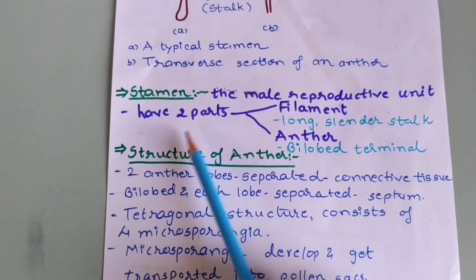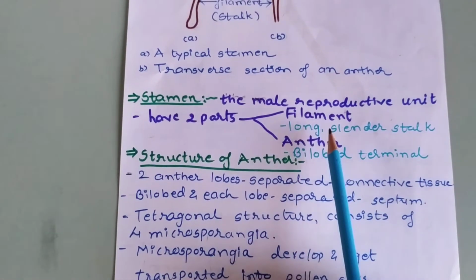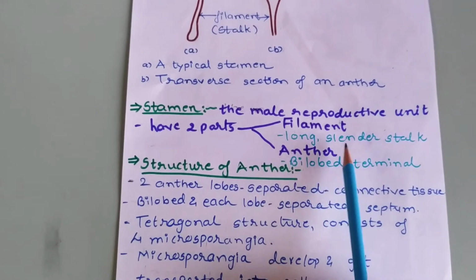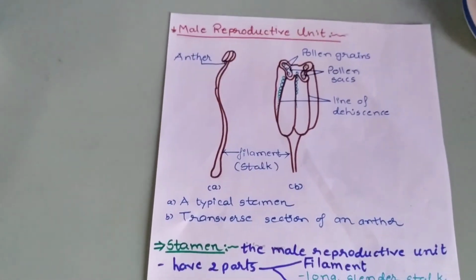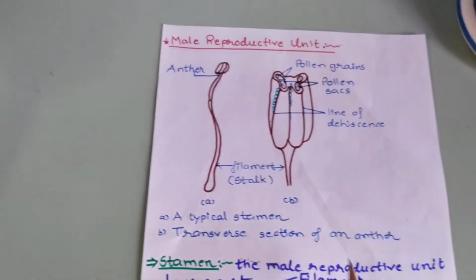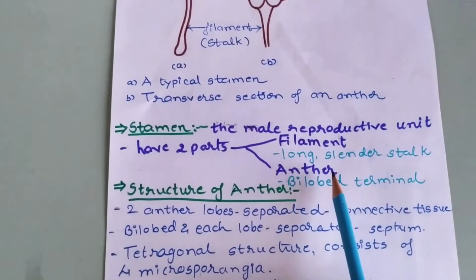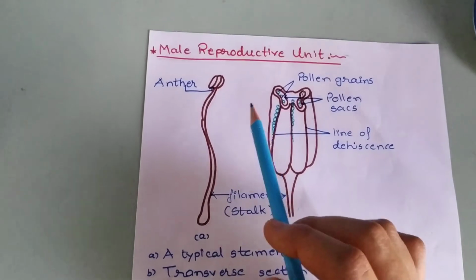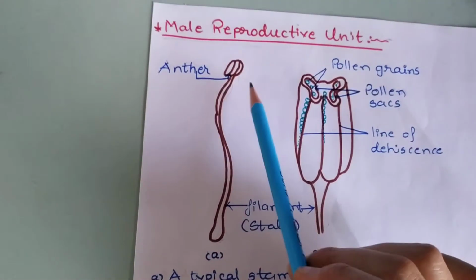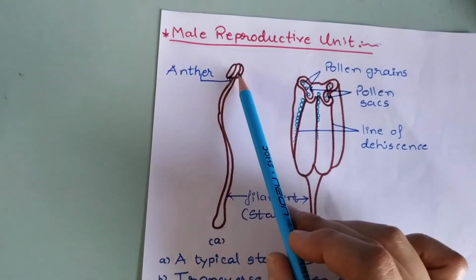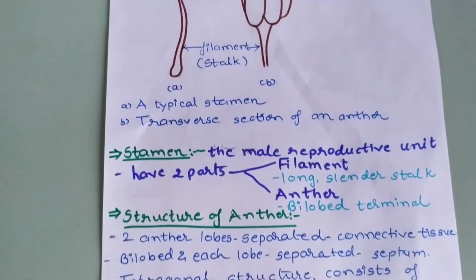It consists of two parts. One is filament and another is anther. Filament is a long, slender, stalk-like structure. You can see the figure. It's a long, slender-like structure. And an anther, it is bilobed. 1 and 2. These are the two lobes which contain pollen grains.